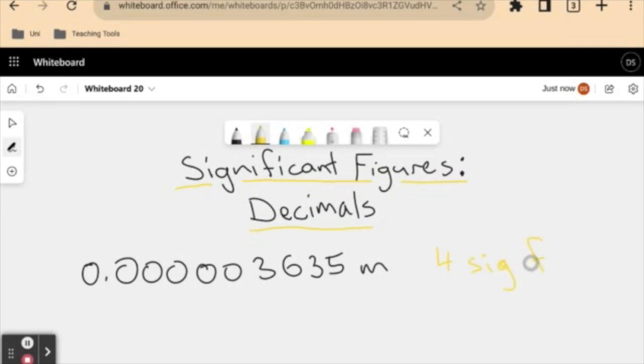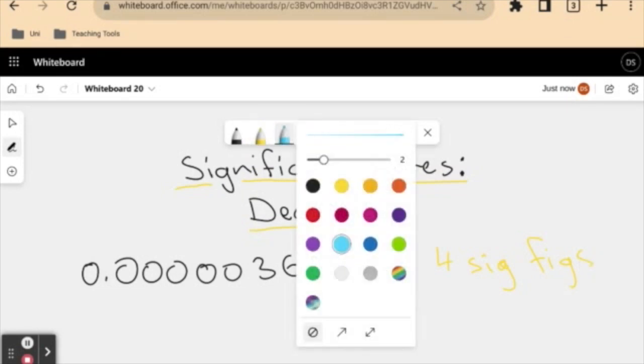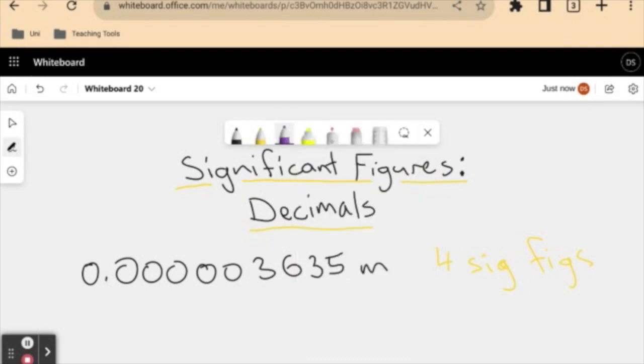4 sig figs. Cool. Now let's have a go at practicing, for a bit of revision, what we know about significant figures. So let's have one example. I'll get you to round this to 1 significant figure and 2 significant figures.